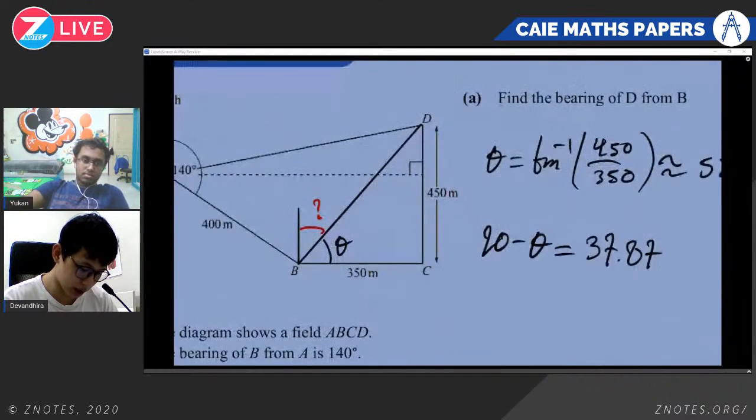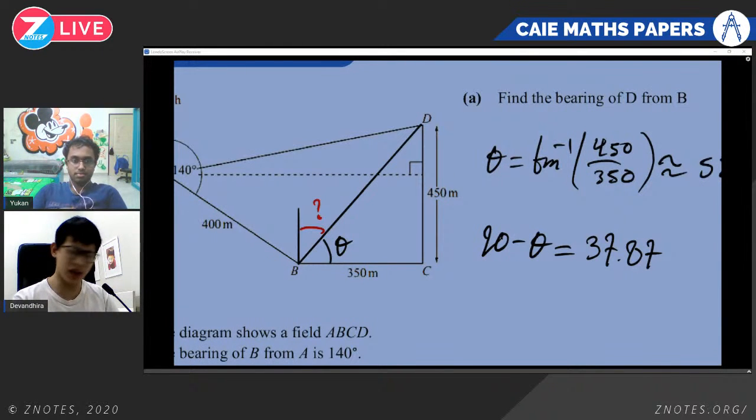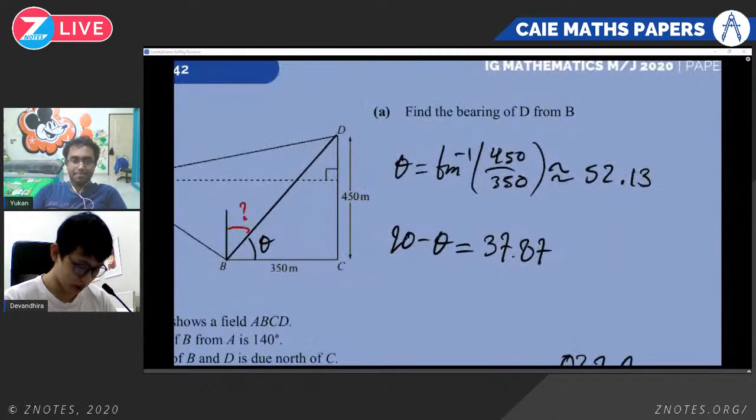So we know that the opposite side is 450, and the adjacent side is 350. So we can use trigonometry here. We can use tangent inverse, right? We can use tangent because SOH CAH TOA, TOA for opposite and adjacent. So we can take the tangent inverse of opposite divided by adjacent. So it's 450 divided by 350. Tangent inverse that. Put it in your calculator. You don't do that in your head, you'll die.